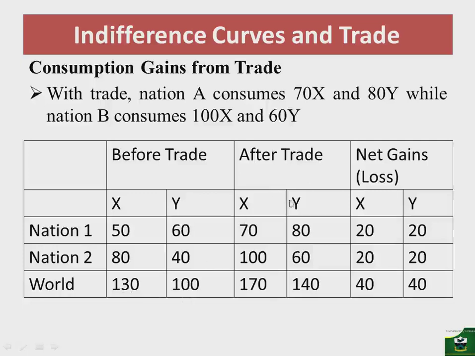Now after trade, we noted that nation 1 will consume 70 of X and 80 of Y.